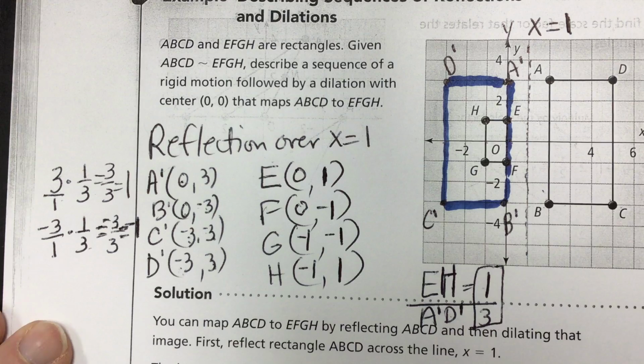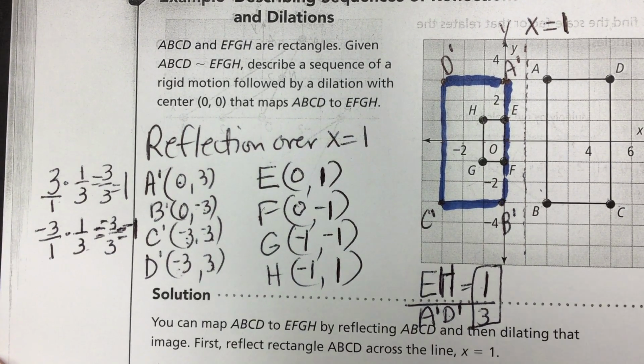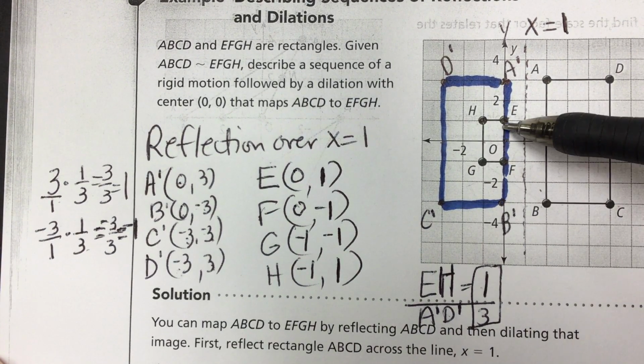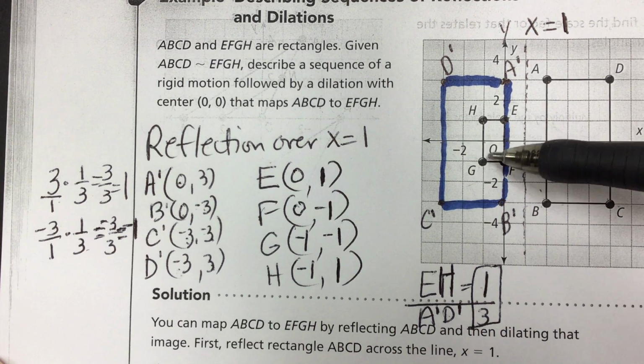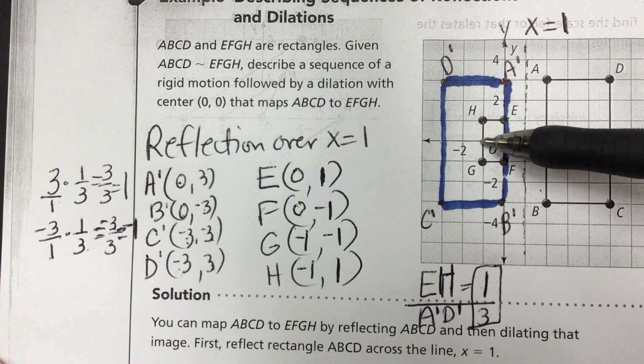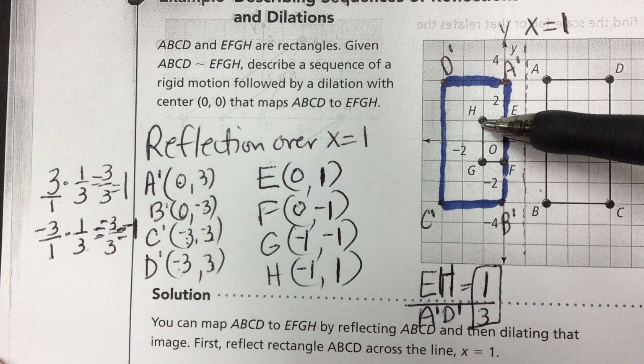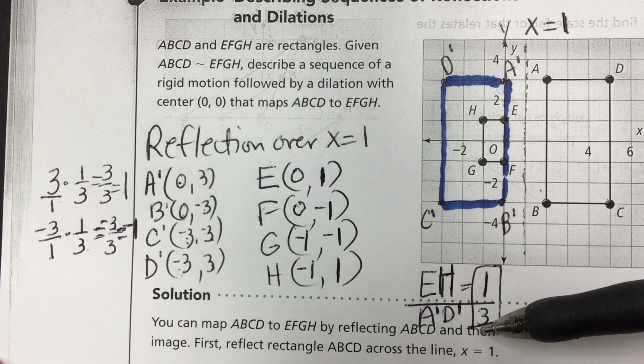So here, E is 0, 1. F is 0, negative 1. G would be negative 1, negative 1. H would be to the left, negative 1, up 1. So we do have the correct scale factor of 1/3.